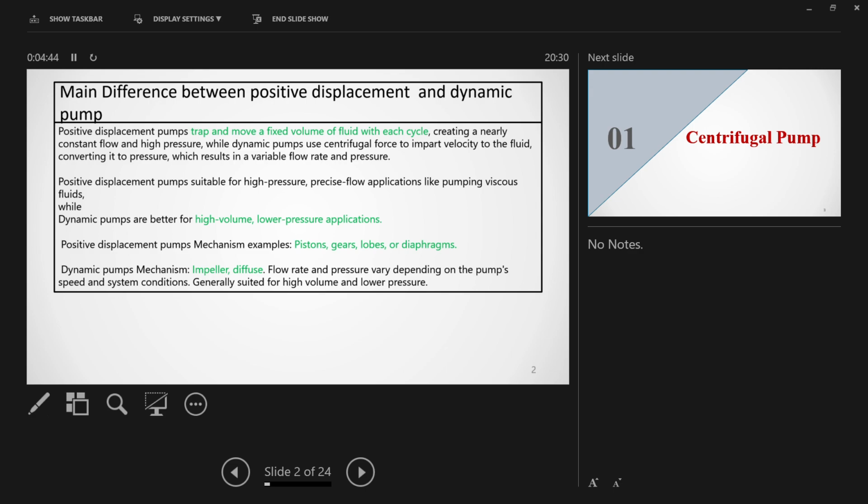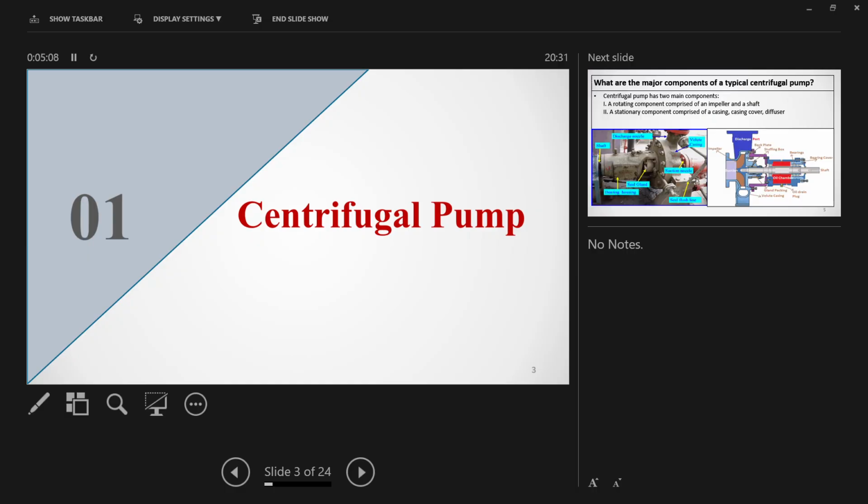We normally use the centrifugal pump, a dynamic pump, and the main parts of centrifugal pumps are rotary parts and stationary parts. Rotary parts include impeller, shaft, bearing, and stationary parts include casing, diffuser, suction nozzle, discharge nozzle, etc. So we are going to discuss today the centrifugal pumps and their parts.